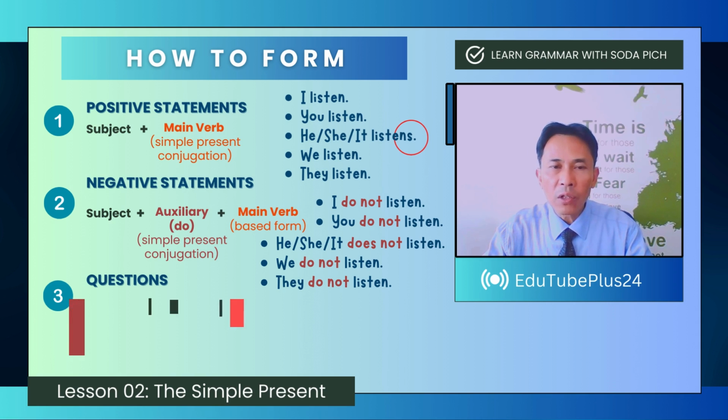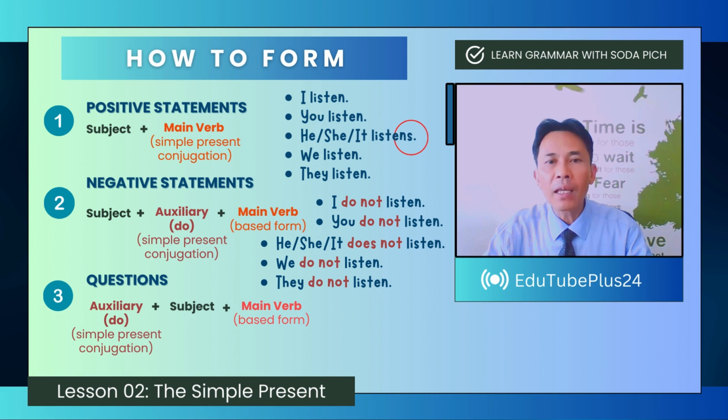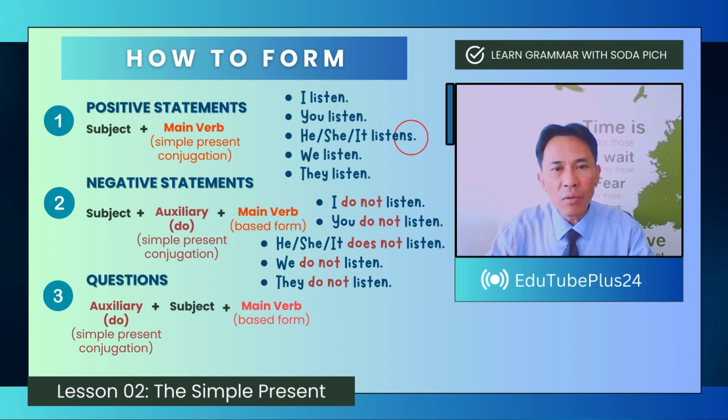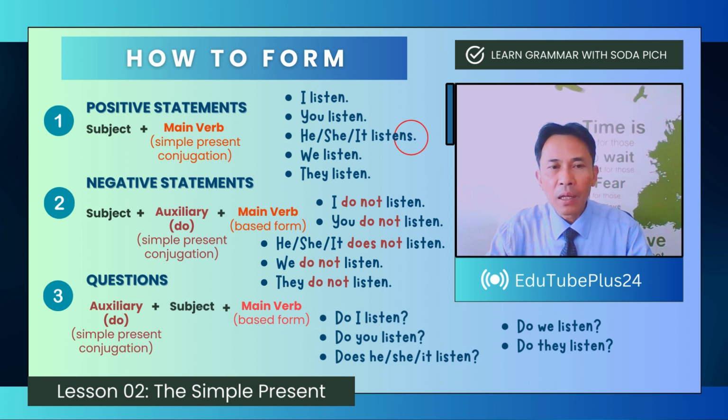Now, let's move on to the third structure, forming questions. When forming a question, we place the do or does before the subject. For example, do I listen? Do you listen? Does he listen? Does she listen? Does it listen? Do we listen? Do they listen?